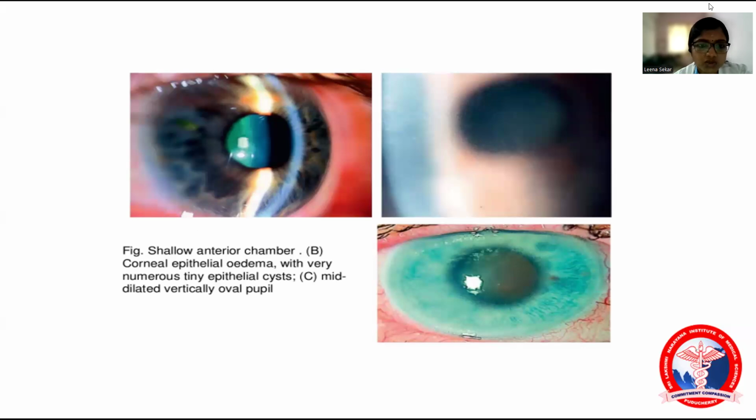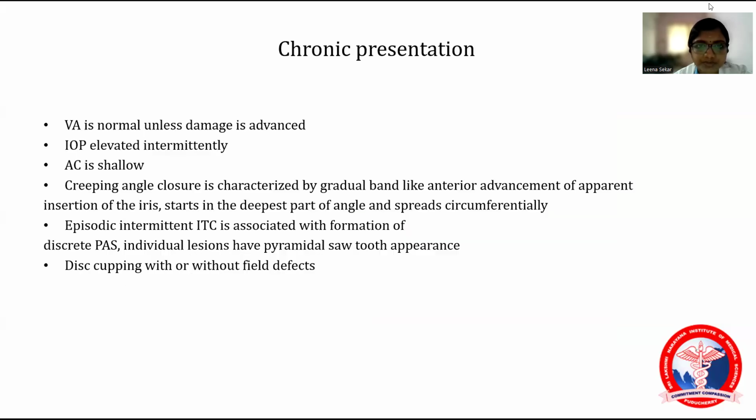The first picture shows how the anterior chamber looks in PACG. Next one is showing numerous epithelial cysts in the cornea. Next one shows how the pupil in acute angle closure attack will have this mid-dilated vertically oval pupil. So in chronic presentation, visual acuity is normal. IOP is elevated intermittently. AC is shallow.